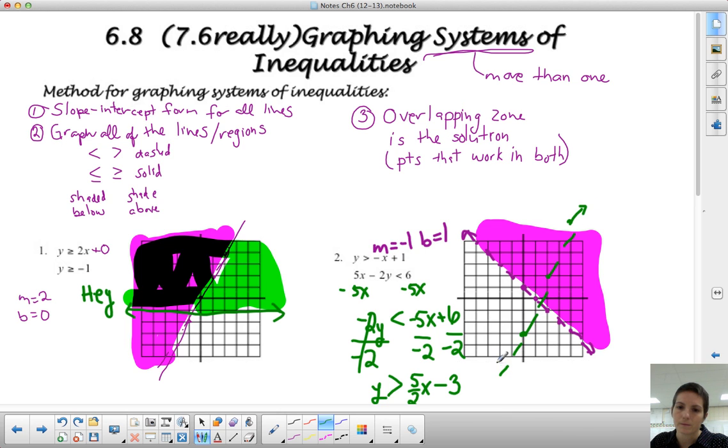And when I go to shade this line, it says greater, so I go back to my y-intercept. Greater is above. So that's all of these points. Remember, we're ignoring that purple graph.